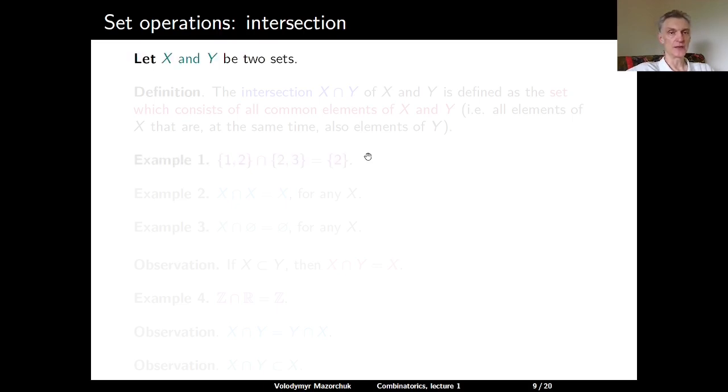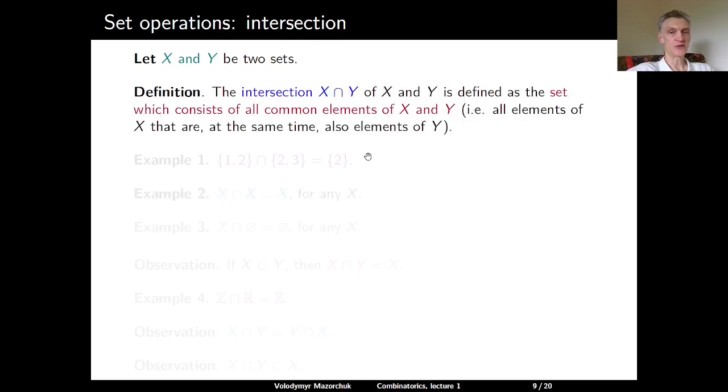The next set operation which we will discuss is intersection. So let X and Y be two sets. The intersection of X and Y, which is usually denoted in this way, X cap Y, is defined as the set which consists of all common elements of X and Y. That is, all elements of X which are at the same time also elements of Y. For example, the intersection between the two sets, the first one {1, 2}, and the second one {2, 3}, is the singleton consisting of the element 2, because 2 is the only common element of these two sets. Example 2, the intersection between X and X is equal to X for any set X.